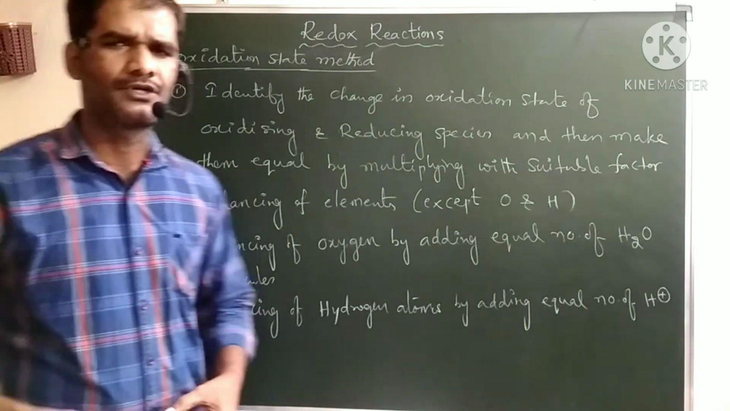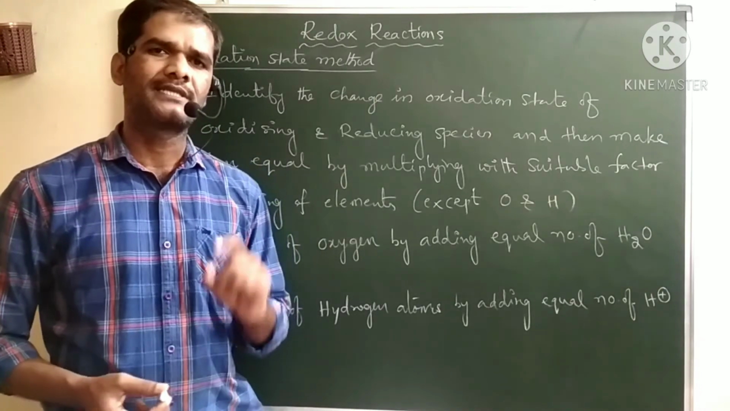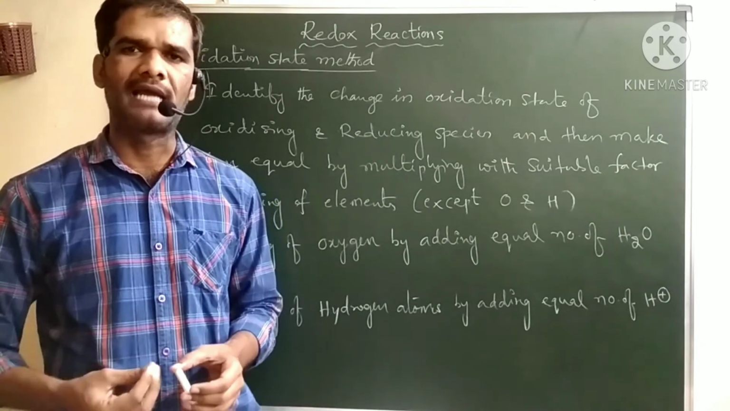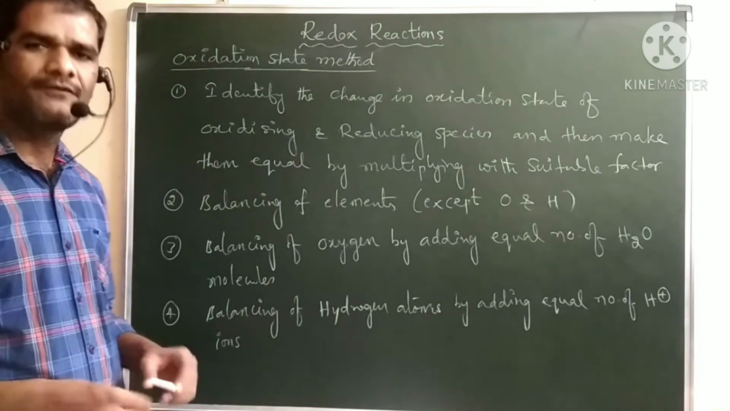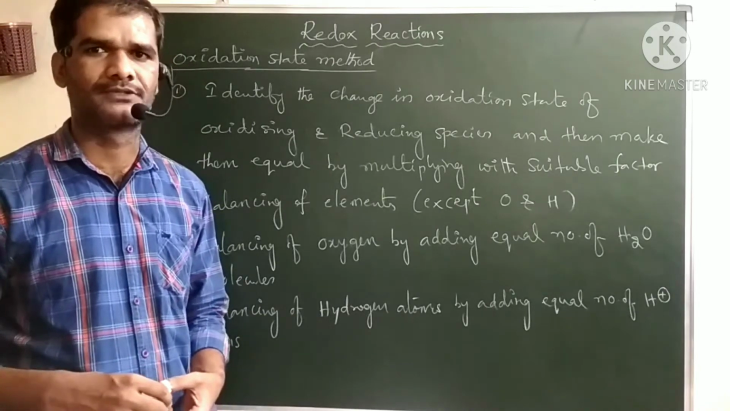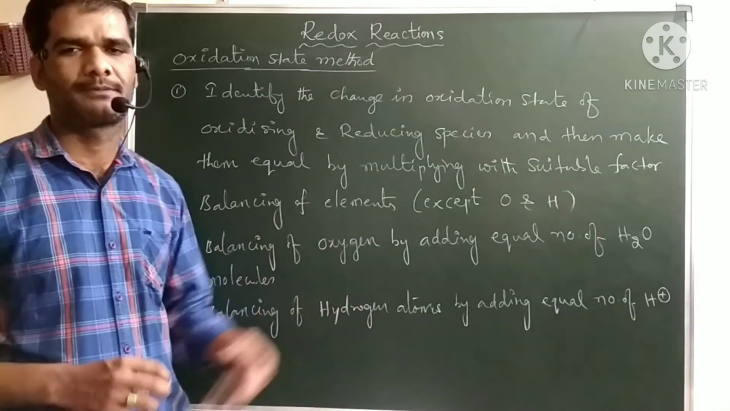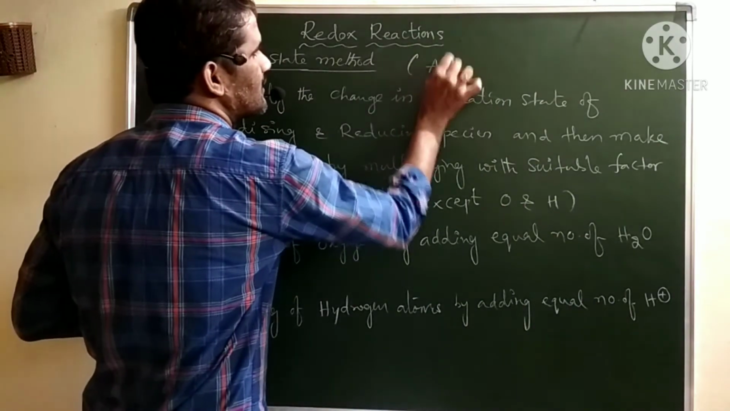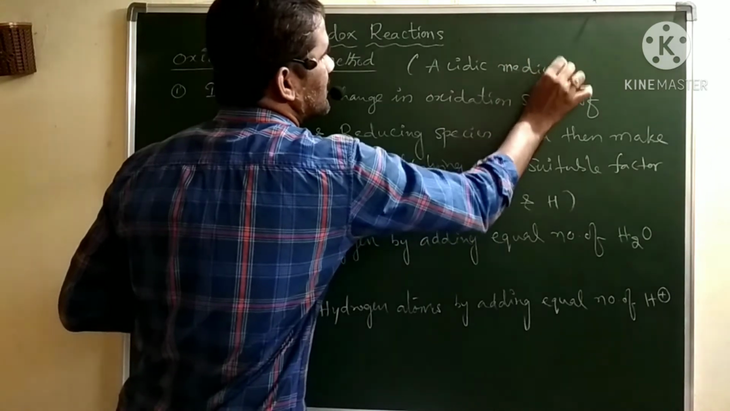And one more point we should remember here: generally we balance this reaction in two mediums. One is the acidic medium and the other one is the basic medium. If they ask to balance in the acidic medium, these are the four steps we have to follow. Sometimes we have to balance in the basic medium also. Then apart from these four steps, we have to add one more step. So these four steps are for balancing in acidic medium.